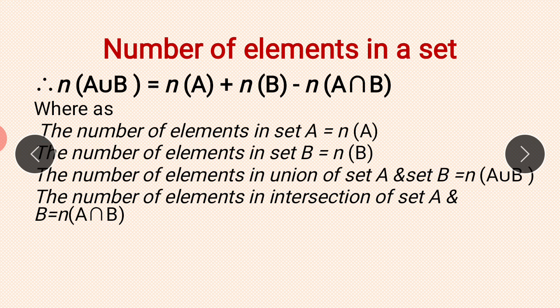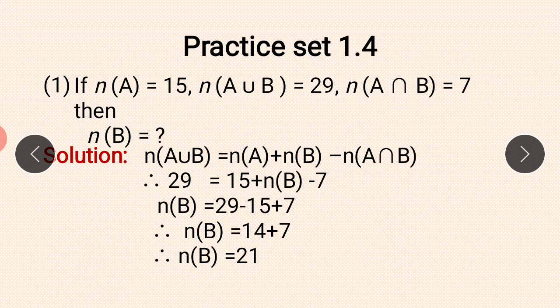n(A union B) means what? The number of elements in the union of set A and set B. And n(A intersection B) means what? The number of elements in the intersection of set A and set B. Okay, I repeat this formula. n(A union B) is equal to n(A) plus n(B) minus n(A intersection B). See here practice set 1.4.